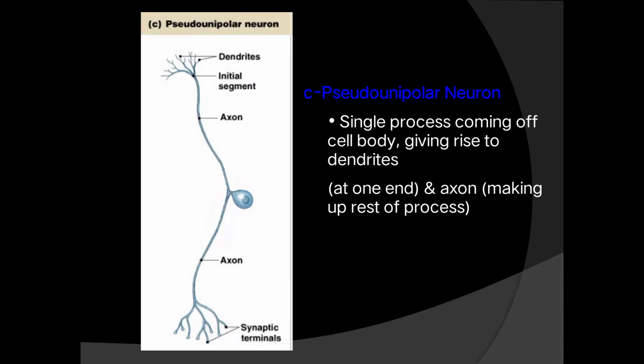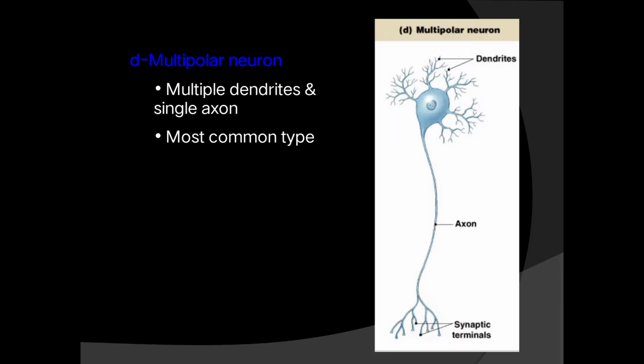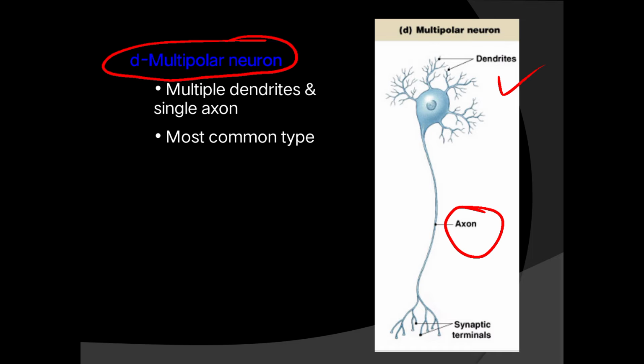Next is the pseudo unipolar, meaning a single process coming off the cell body. Okay, the cell body is this one, with the single process. Actually, this is a single process giving rise to dendrites at one end, and an axon making up the rest of the process. So like this, we have to see that the pseudo unipolar neuron is found. Now the multipolar neuron. We can see that multiple dendrites are there and a single axon, and it is the most common type of neuron.